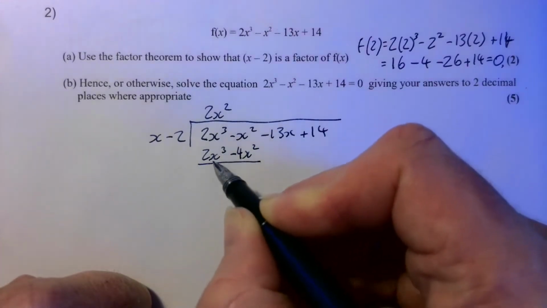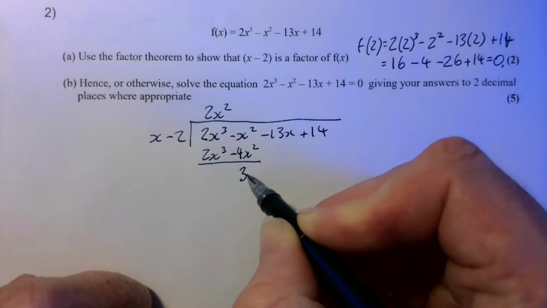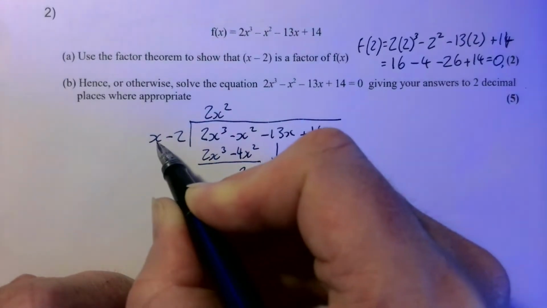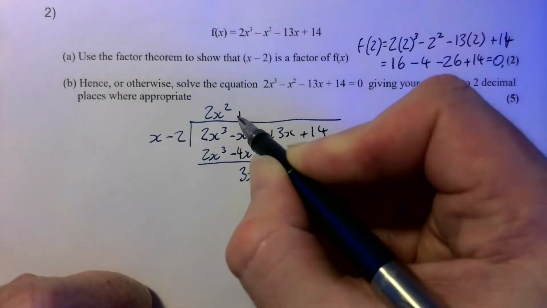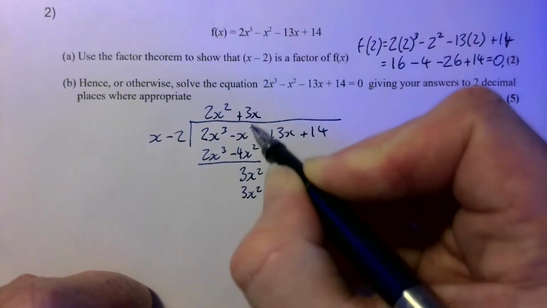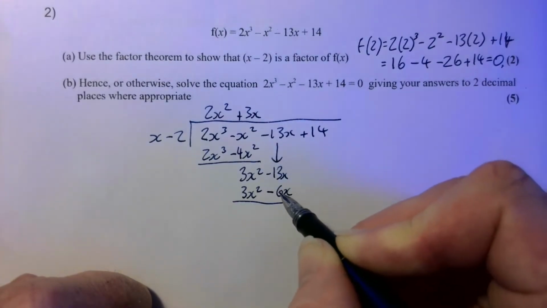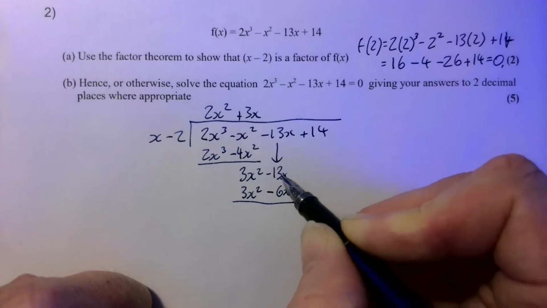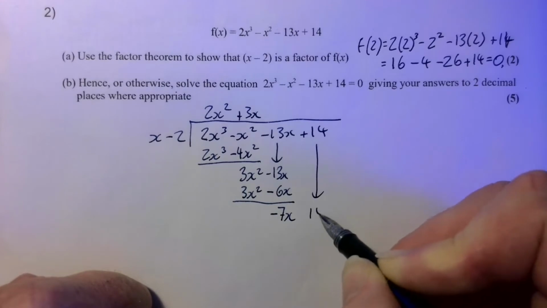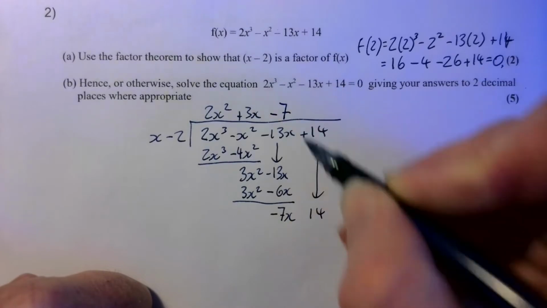Now I take this from this, that goes. If I take negative 4, then that's adding 4, so that's going to give us 3x squared. Drop the negative 13x down. Divide x into 3x squared, we get plus 3x, times 3x by x, we get 3x squared. 3x times 2 is 6, so it's negative 6. If I take a negative, that's adding, so if I add 6 to negative 13, I get negative 7x. Drop the 14 down. x into negative 7x is just negative 7.